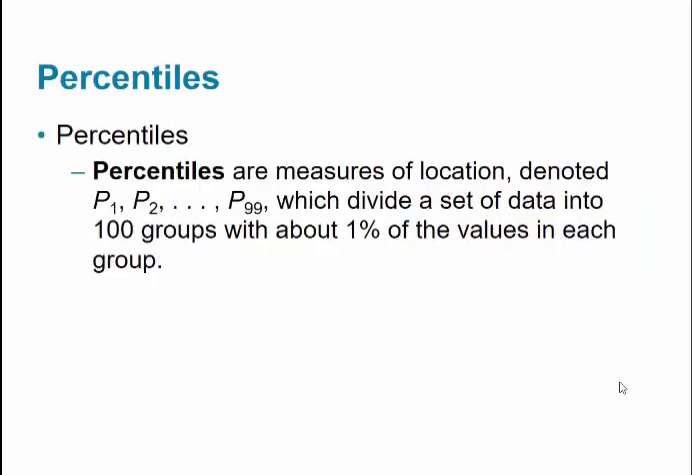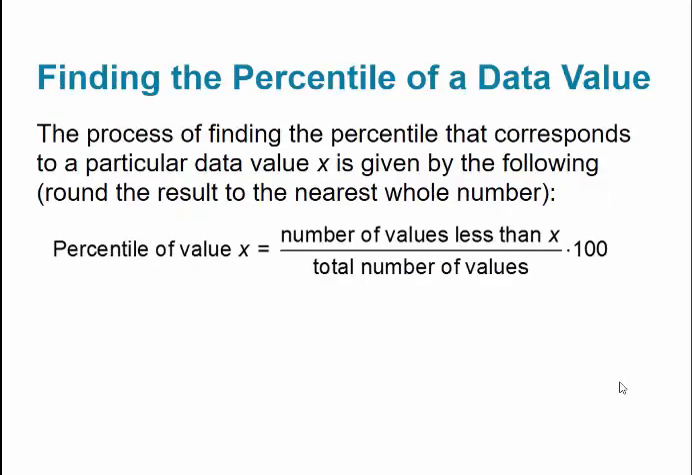Next thing we're going to talk about is percentiles. Percentiles are measures of location denoted by P1, P2 to P99. The highest you can get is the 99th percentile. That means you're above everyone. Percentiles divide a set of data into 100 groups with about 1% of the values in each group. How do we find the percentile for a specific data value? The percentile of a value x is equal to the number of values less than x divided by the total number of values, times 100.